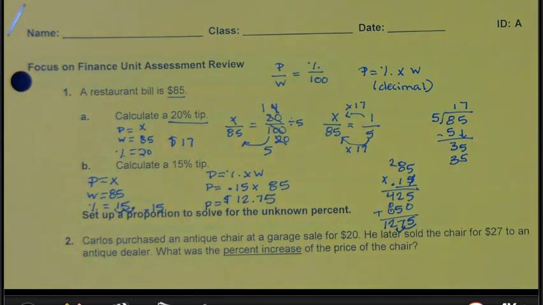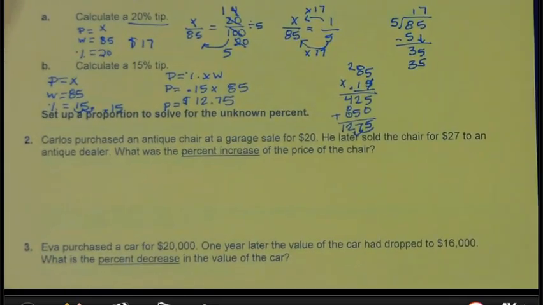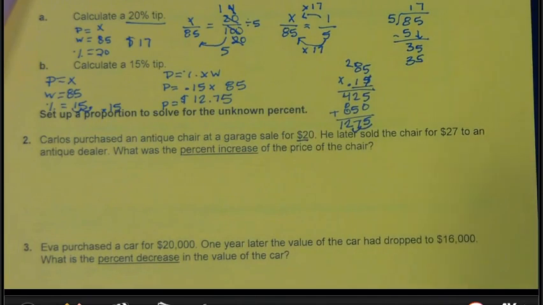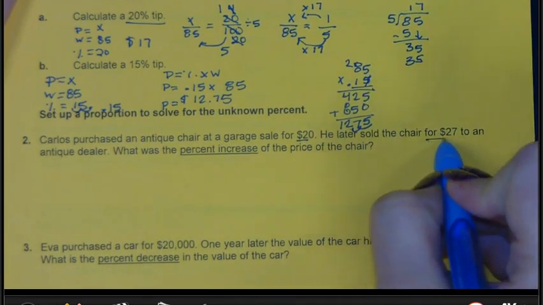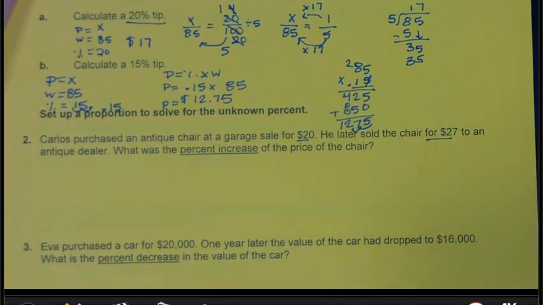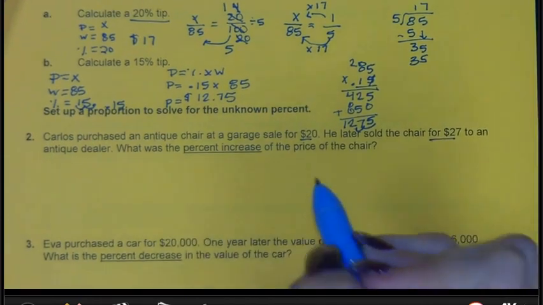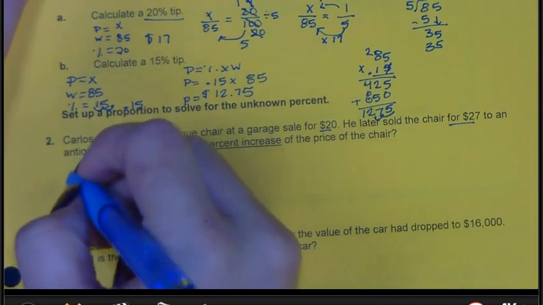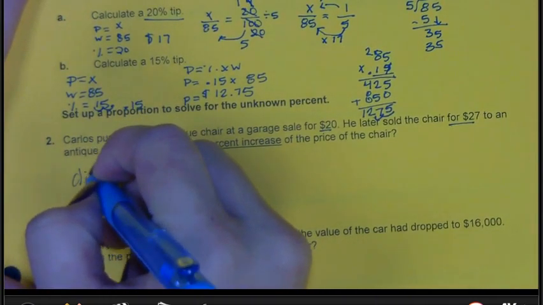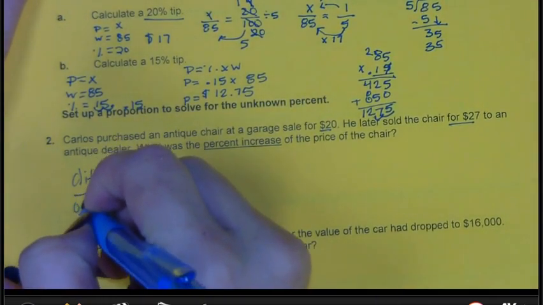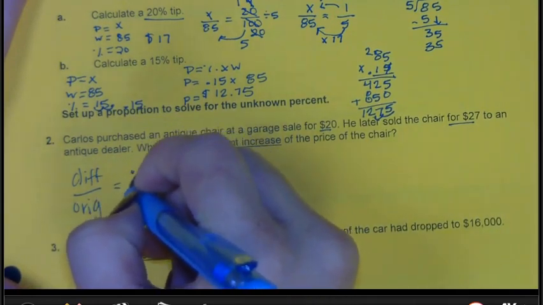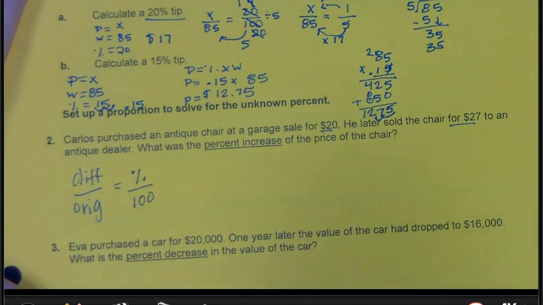All right, let's take a look at number 2. So Carlos purchases an antique chair at a garage sale for $20. He later sold the chair for $27 to an antique dealer. What was the percent increase in the chair? So this sounds like I need to find my difference, and I need to find the percent increase, which, remember, our proportion is difference over the original is equal to percent over 100.